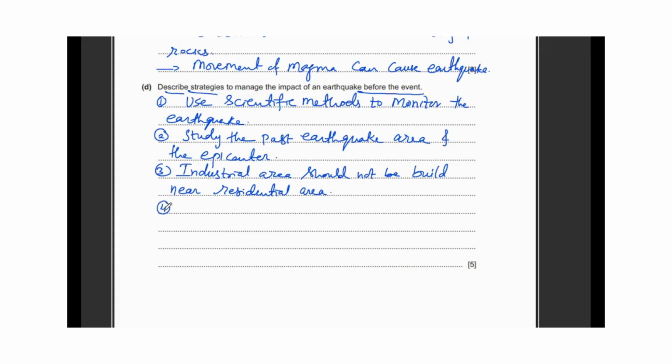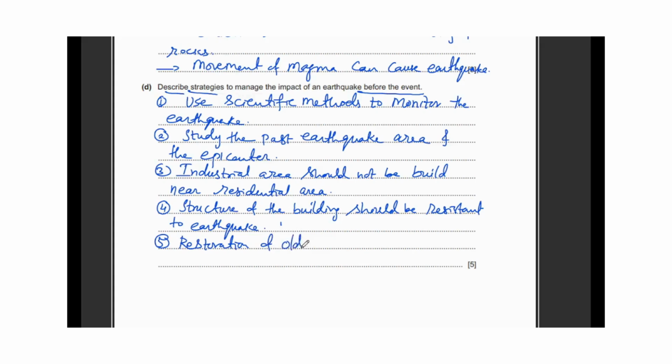Okay, fourth point now, structure of the building. Structure of the building should be resistant, shock absorbing kind of things are there nowadays. Okay, resistant to earthquake. Restoration, fifth point, restoration of old buildings.